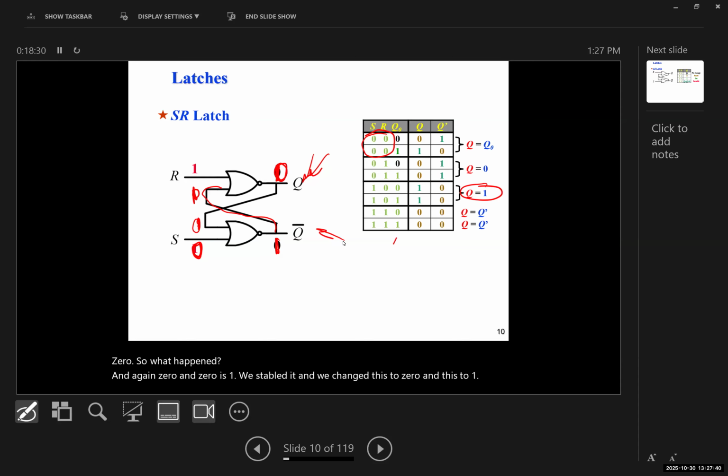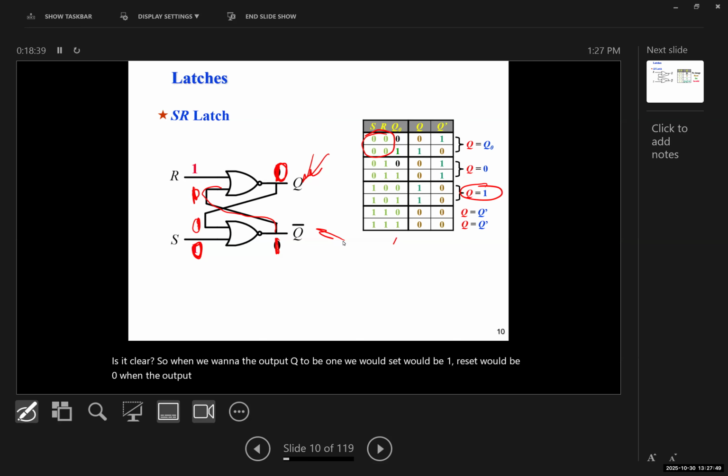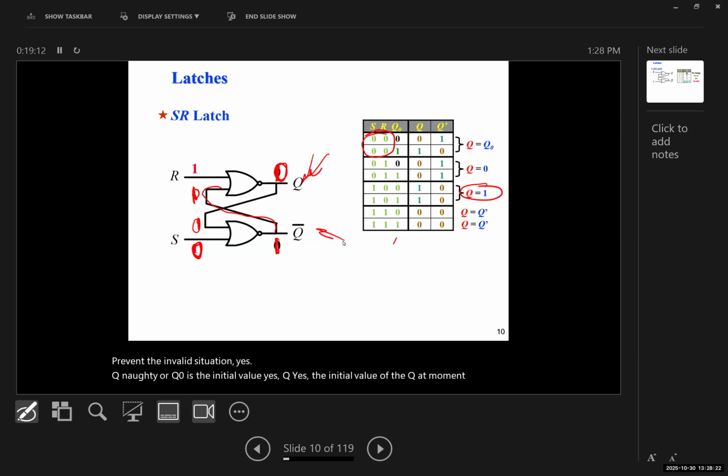Is it clear? So when we want the output Q to be 1, set would be 1, reset would be 0. When we wanted Q to be 0, then reset would be 1 and set would be 0. If we don't want it to change, set and reset at 0. Imagine you have memory that you want to keep. You just put 0 and 0. It's not going to change the memory. And then if you put 1 and 1, it's going to put it in invalid. And now we'll explain how we can prevent the invalid situation. Yes. Q0 is the initial value of Q, the initial value of Q at moment 0 or the moment before that output.